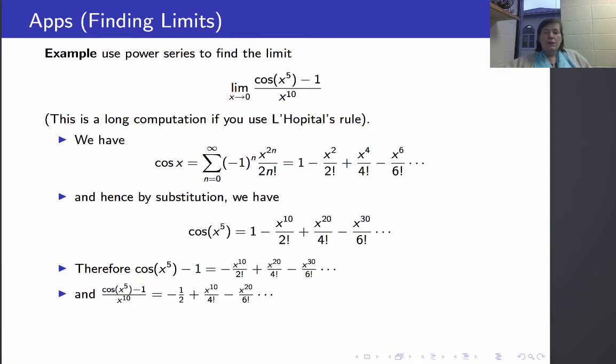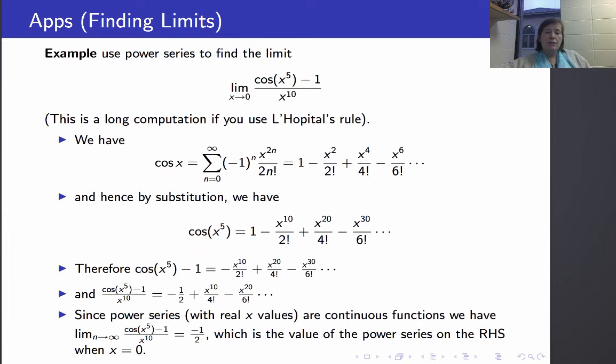So if I'm looking for the limit as x goes to 0 of cosine x to the 5 minus 1 over x to the 10, then that's the limit of the left-hand side of this equation, but it must also equal the limit of the right-hand side of the equation. So it must equal the limit as x goes to 0 of the power series minus 1/2 plus x to the 10 over 4 factorial minus x to the 20 over 6 factorial, etc.